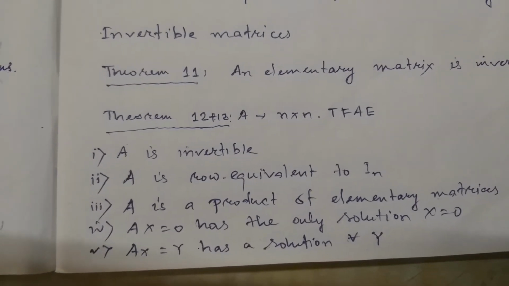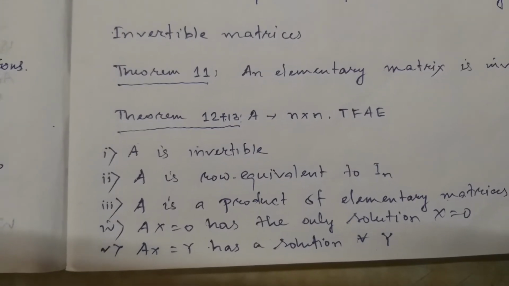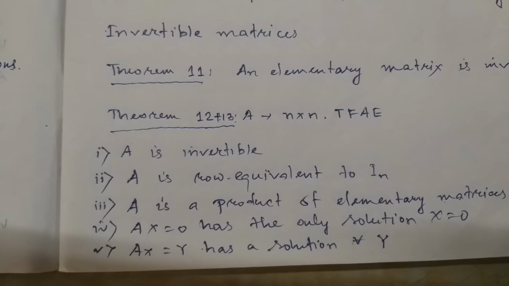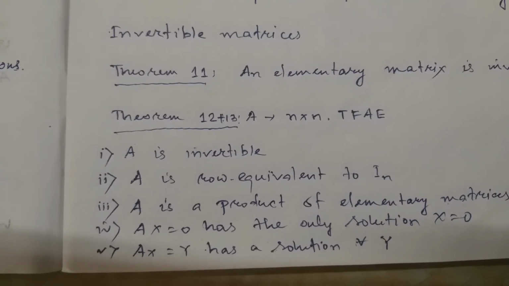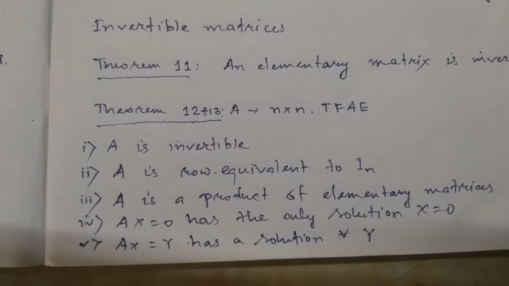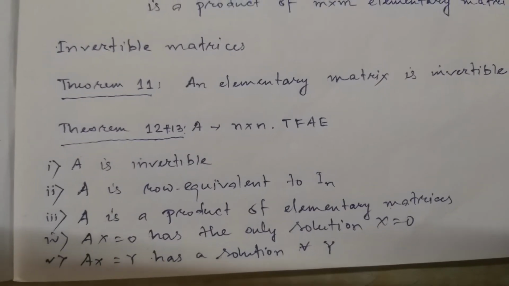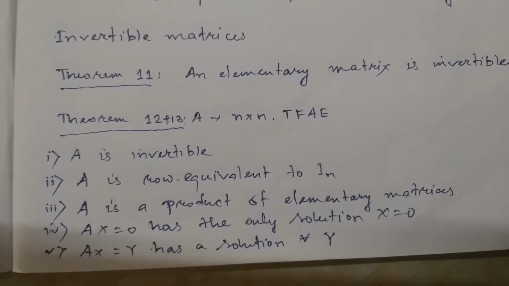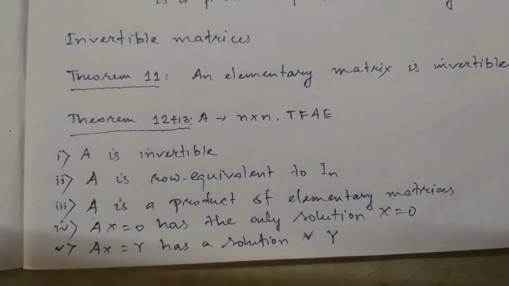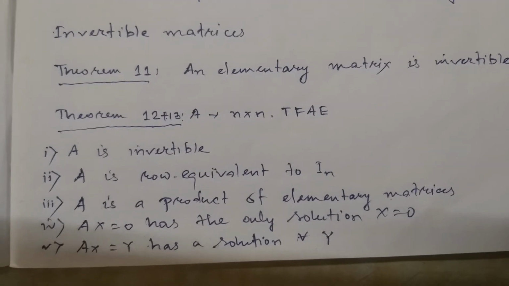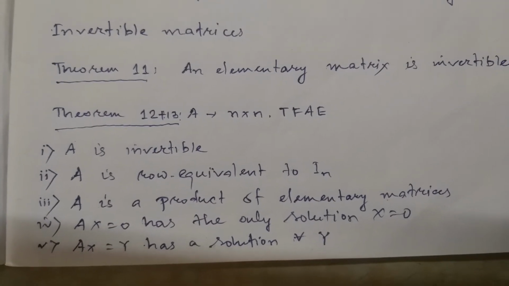What is the first statement? A is invertible. If we choose A is invertible, then we can prove that A is row equivalent to In. That means after some elementary row operations, A can be taken to an identity matrix. Statement 3, that A is a product of elementary matrices. That means A can be written as E1, E2 dot dot Ek, where each Ei is an elementary matrix.